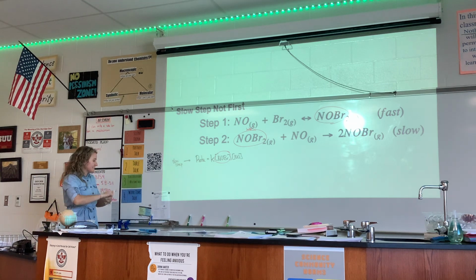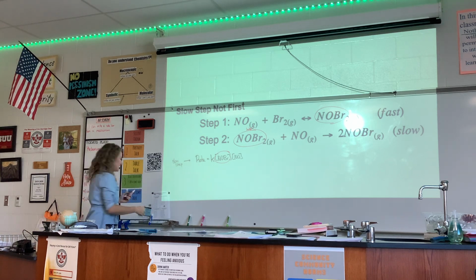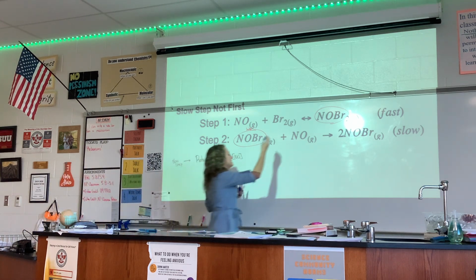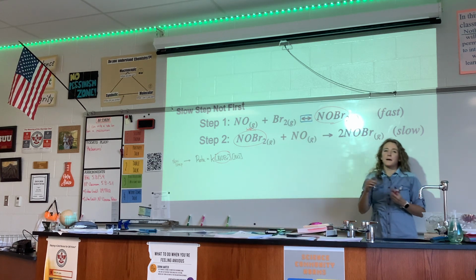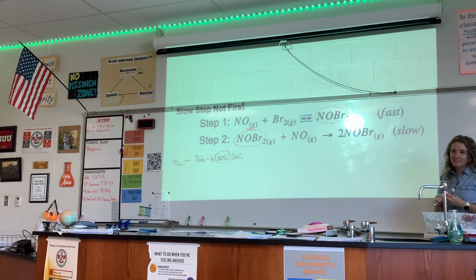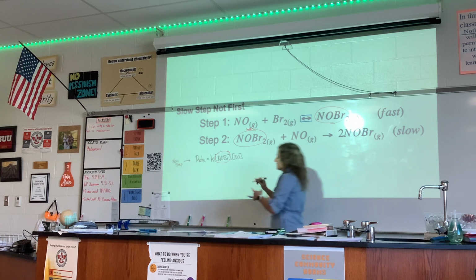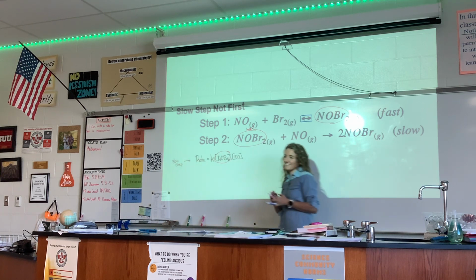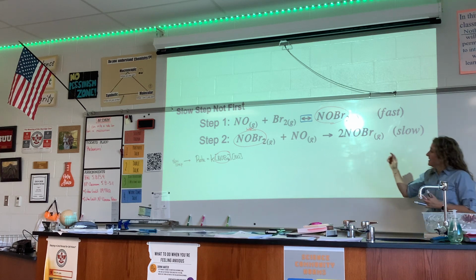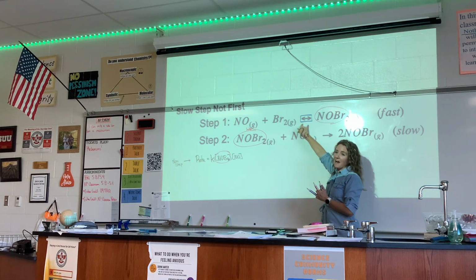The other thing that's always going to be there whenever the slow step is not first is you're always going to have this interesting double-headed arrow on the step above. Yeah? For the rate law, do you need to write NOBr2 or just NOBr? I meant to write NOBr2. Thank you. That 2's still there. Don't want to get rid of it. So when the step is prior, you're always going to have this double-headed arrow.